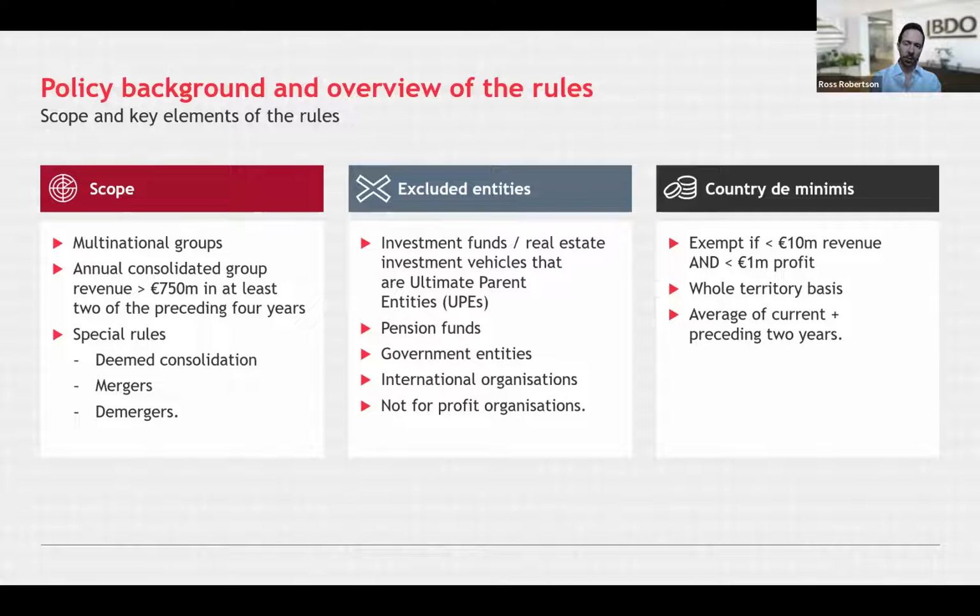Now, as a final comment, there is a country de minimis, but it's set at a relatively low level, and it is an and test of both revenue and profit. It may help simplify compliance processes in some instances, but it's unlikely you'll be able to rely on that in its entirety. Next slide, please.